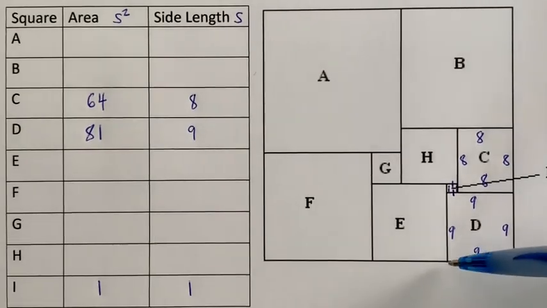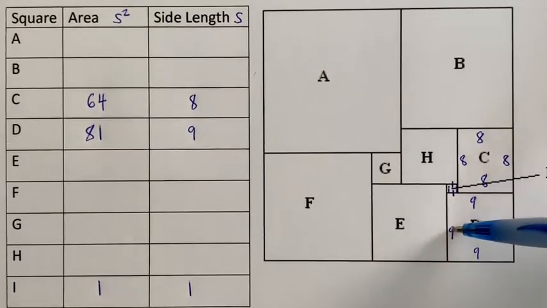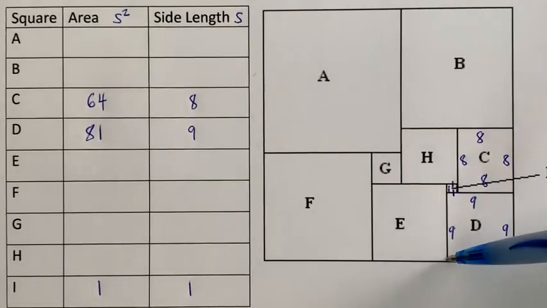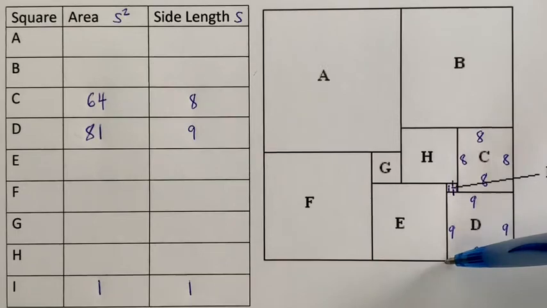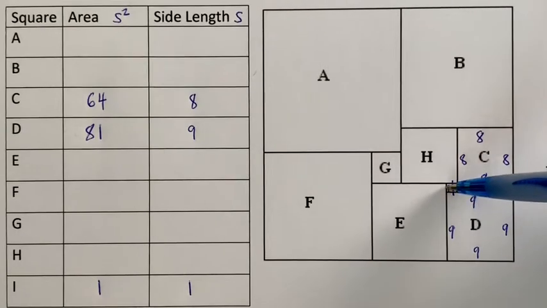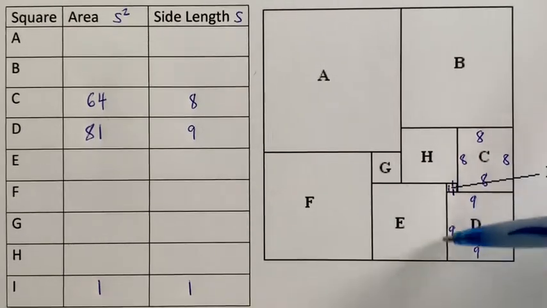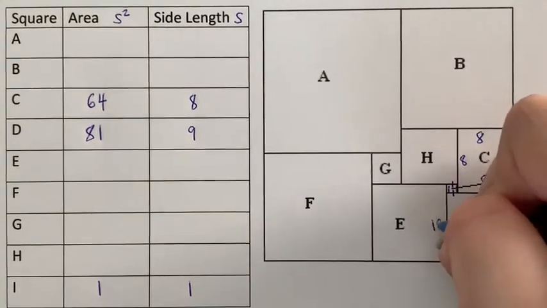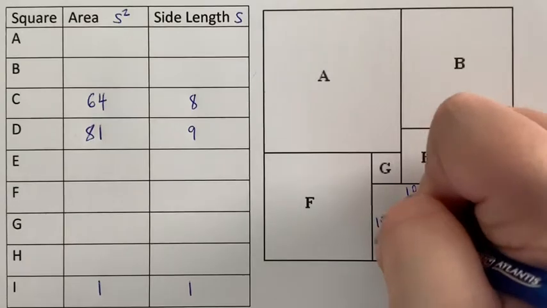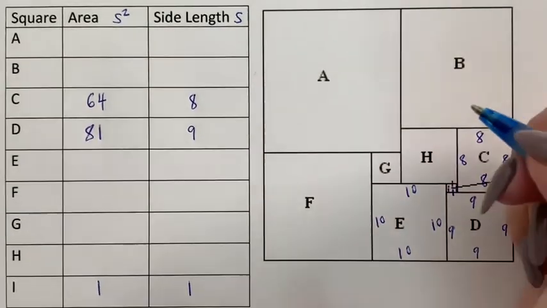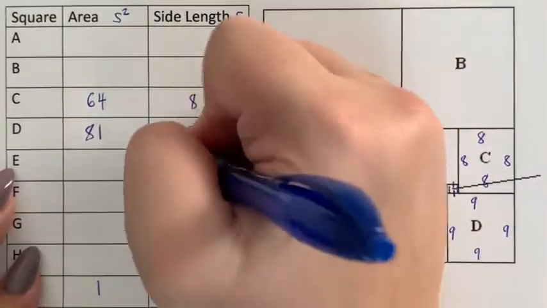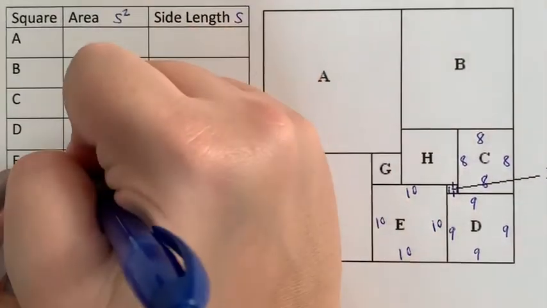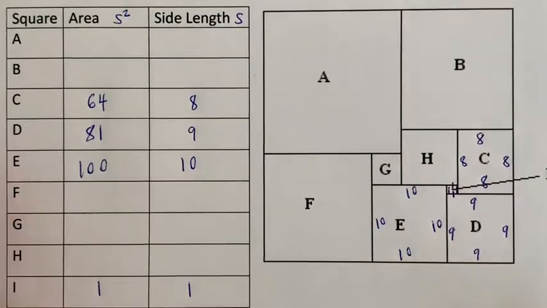So if my side length for square D is 9 and my side length for square I is 1, I need to add those two side lengths because I see that the side length of D plus the side length of I forms my side length of E. So when I do 9 plus 1, I get 10. So my side lengths for square E are 10. Jump over to my table, fill in 10 as my side length. And then for my area, I do 10 squared to get 100.